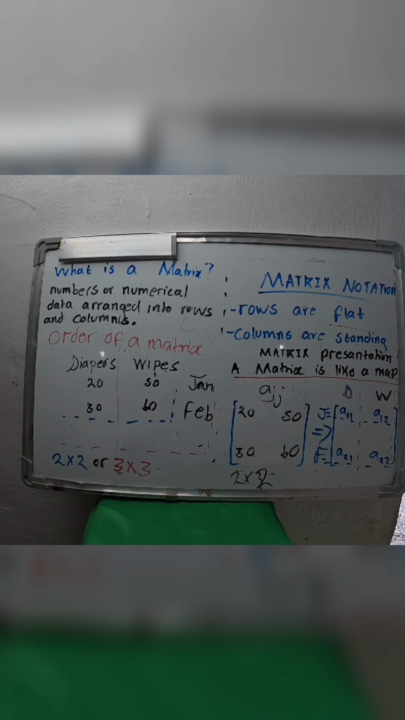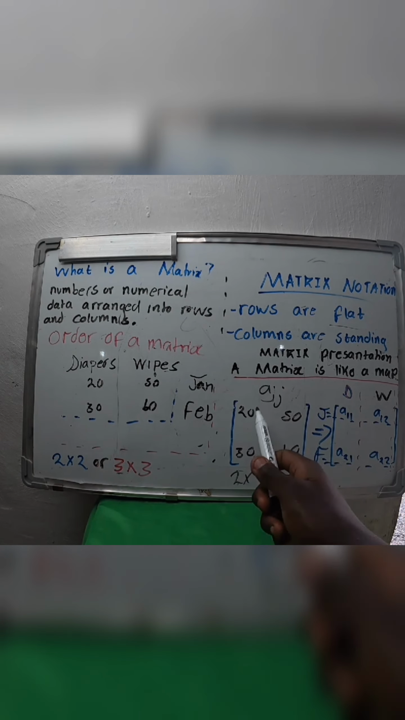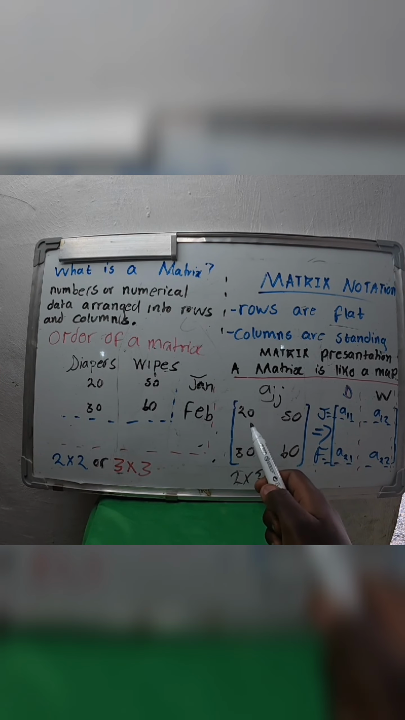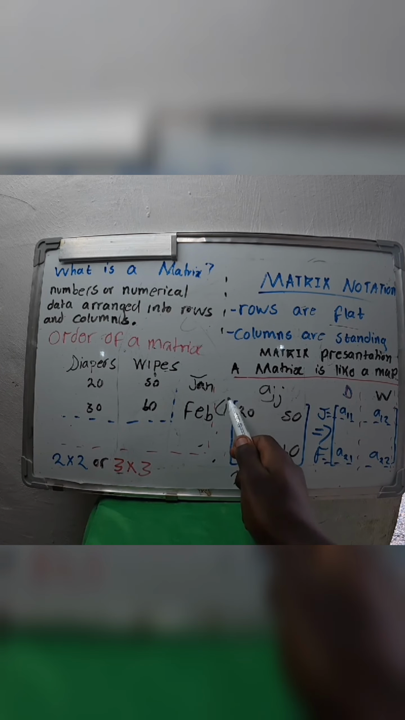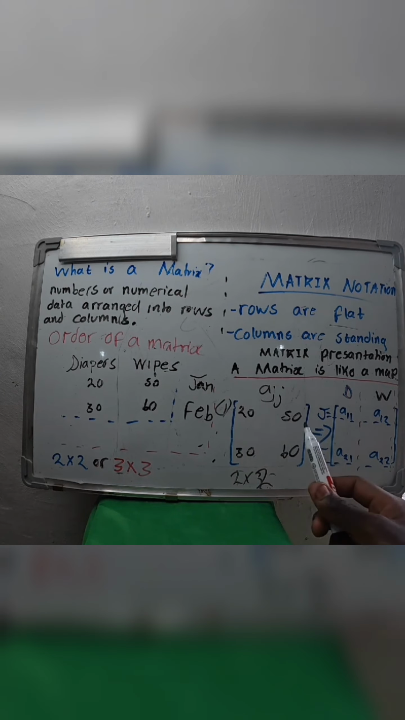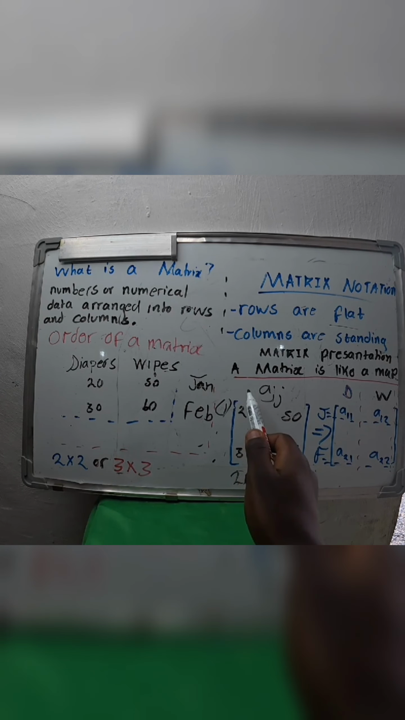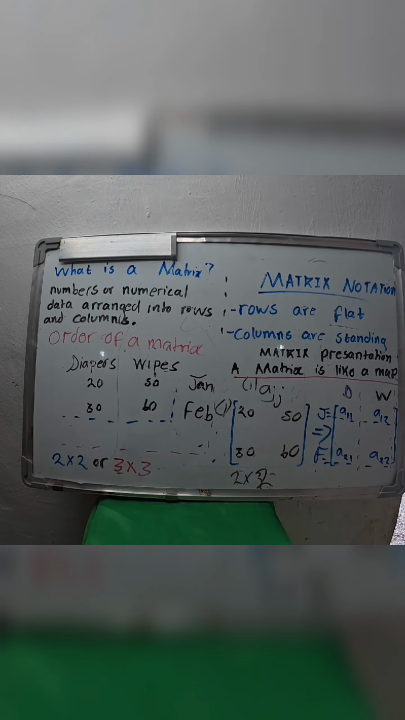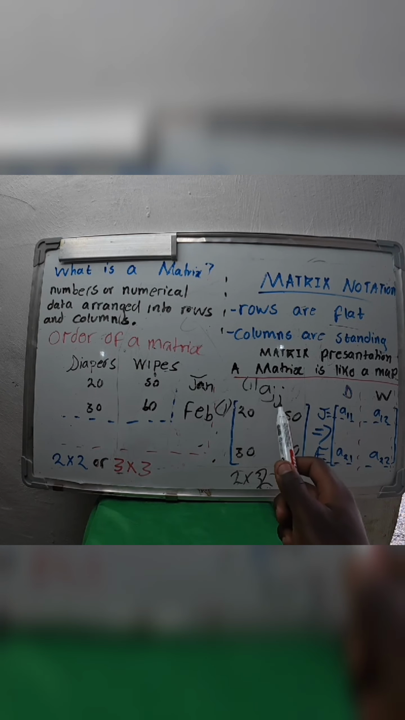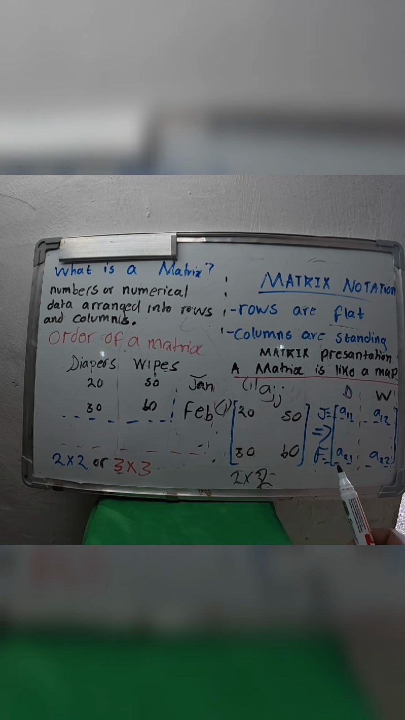For example, let's talk about the position of 20. 20 is in the first row. Remember, we must always start with the row, and in the first column. Okay, so A sub 1 1, first row and first column, would exactly talk about this position, as I have indicated on this other side.